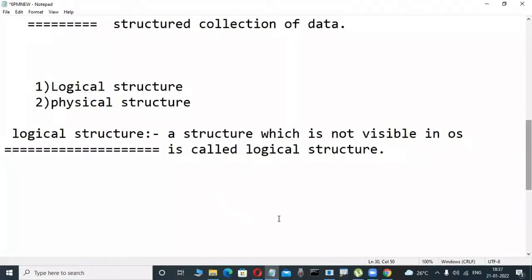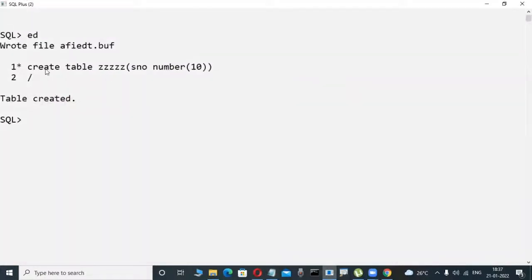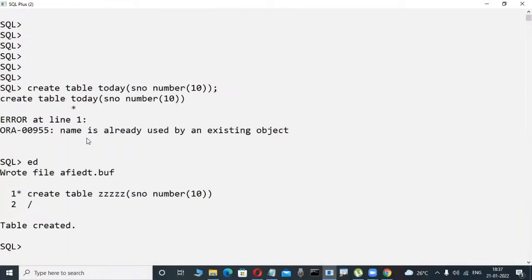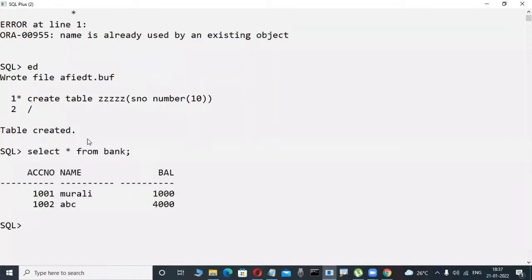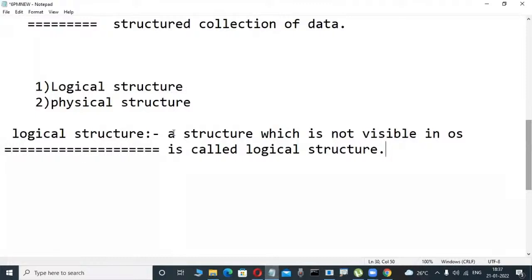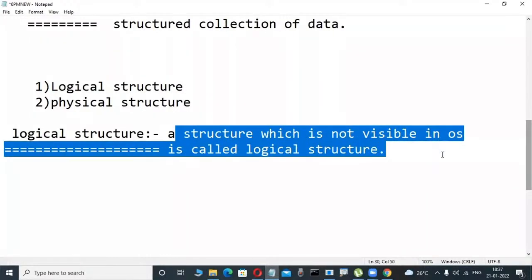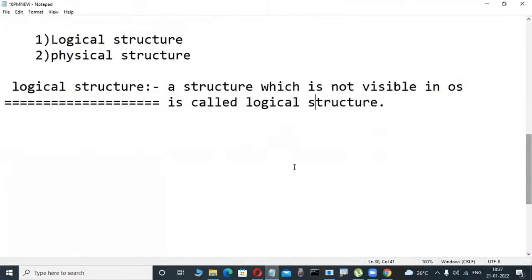That's why a table you create is something we are unable to view in the C drive, D drive and so on. But where is it visible? Yes, in the database. This is a database only, don't worry. In this database only it is visible. Those tables are visible in the database, but not in your C drive, D drive. That's why a structure which is not visible in the operating system is called a logical structure.